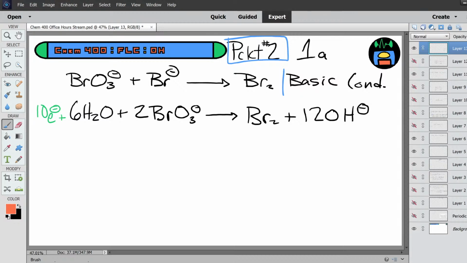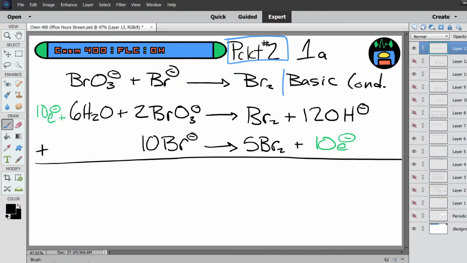So let me just rewrite this here. 10 bromides going to 5 bromines plus 10 electrons. All right, now we need to add these together. You'll notice that we have 10 electrons on the reactant side and product side, so these cancel.